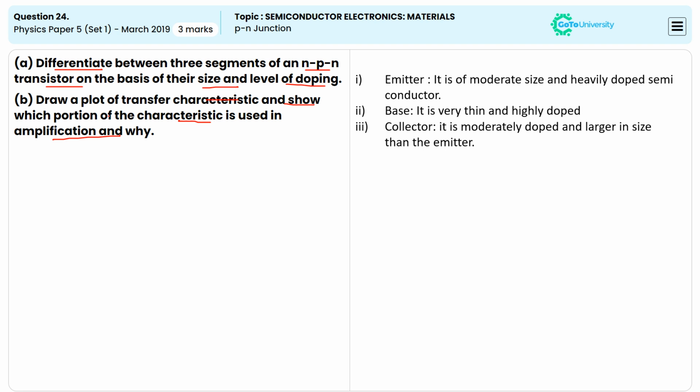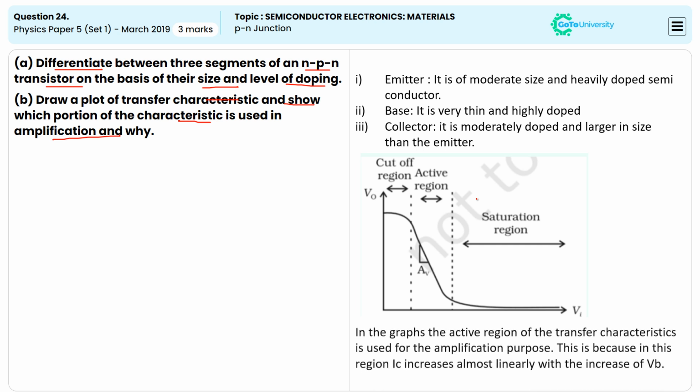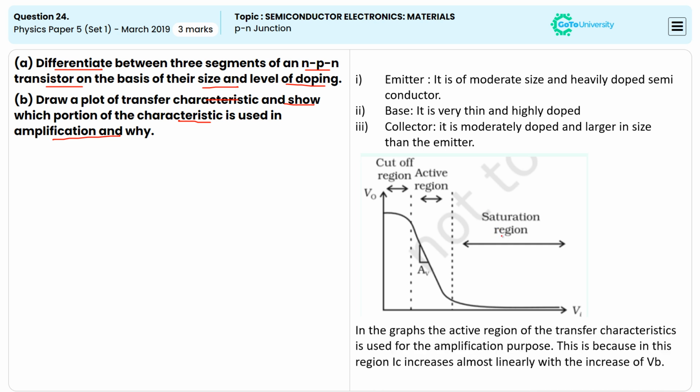Draw a plot of transfer characteristics, that means the diagram of the characteristics, and show which portion of the characteristics is used for amplification and why. The reason is, in the graph, the active region, that means this region of the transfer characteristics, is used for the amplification purpose.